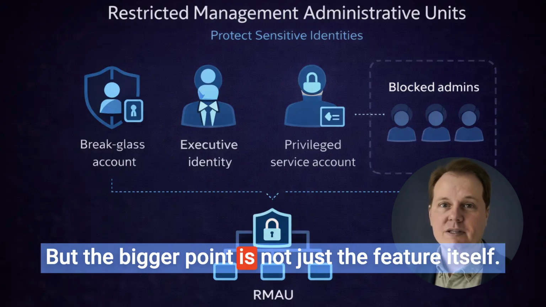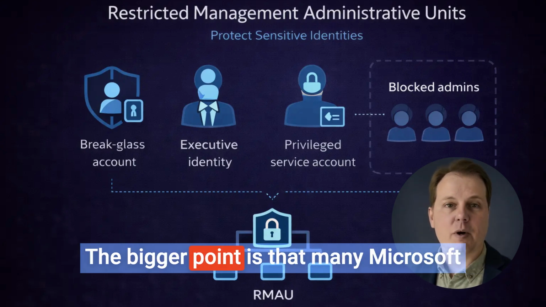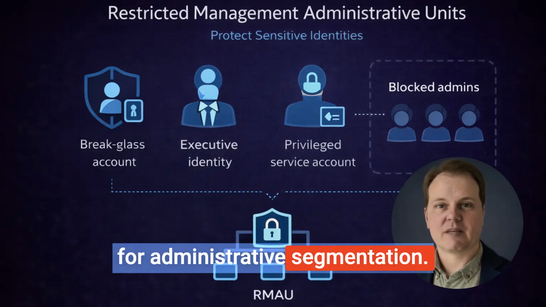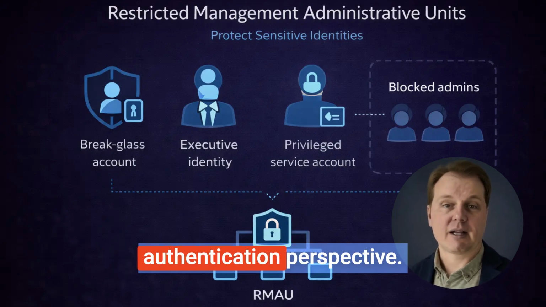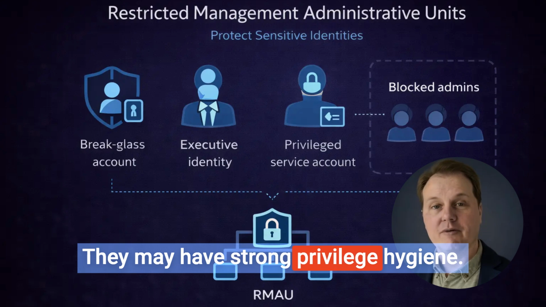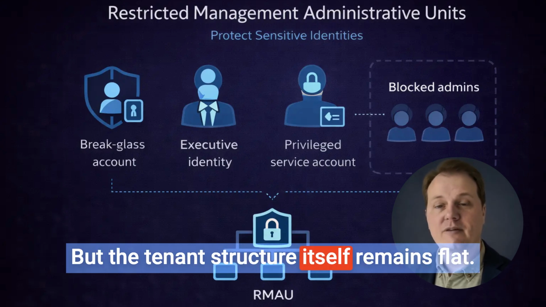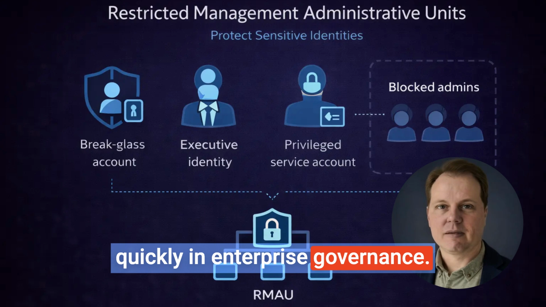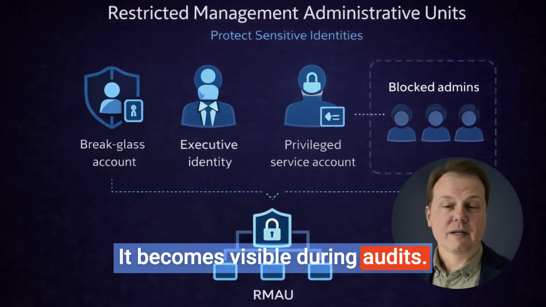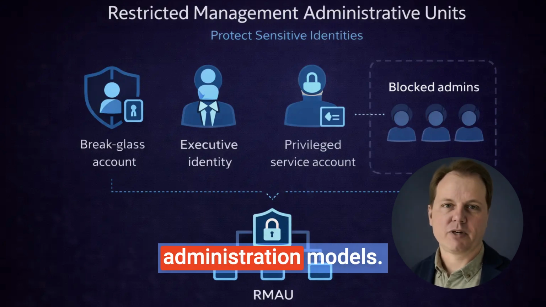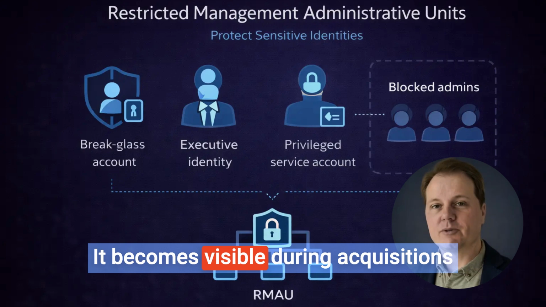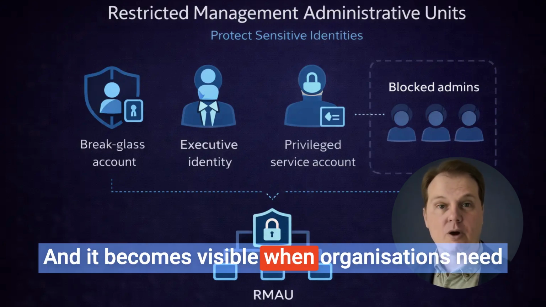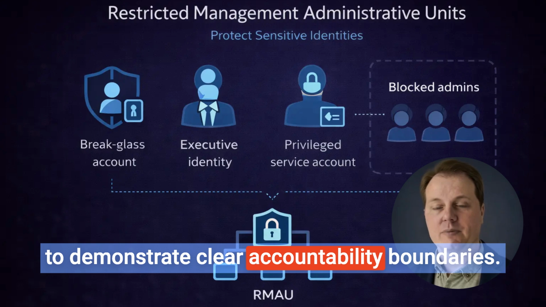But the bigger point is not just the feature itself. The bigger point is that many Microsoft Entra tenants lack an explicit model for administrative segmentation. They may be secure from an authentication perspective. They may have strong privilege hygiene. But the tenant structure itself remains flat. And that becomes visible very quickly in enterprise governance. It becomes visible during audits. It becomes visible in delegated administration models. It becomes visible during acquisitions or organizational restructuring. And it becomes visible when organizations need to demonstrate clear accountability boundaries.